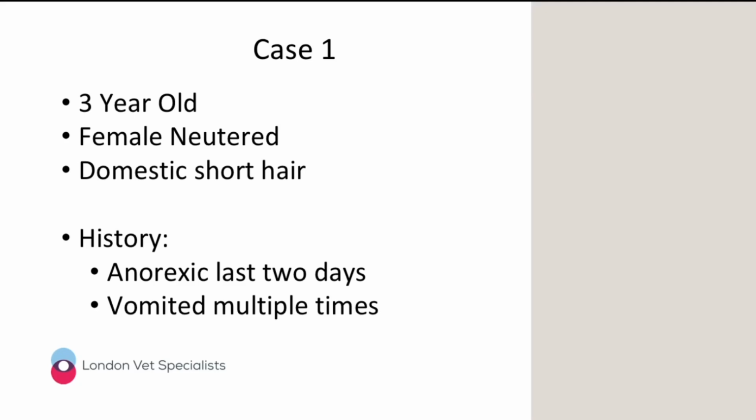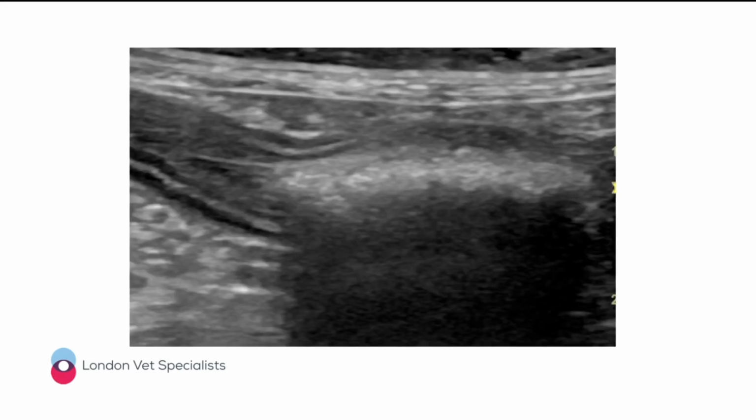So just to finish off, we're going to look at a couple of cases just to see if you guys have been listening to the presentation this evening. So case number 1 is a 3-year-old female neutered domestic short-haired cat. It's presented to you because it's been anorexic for the last 2 days, and it's also vomited multiple times. So I'm just going to run through 3 ultrasound images taken from the examination of this cat.